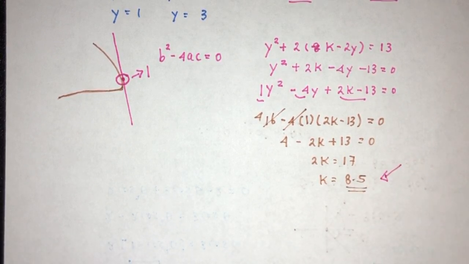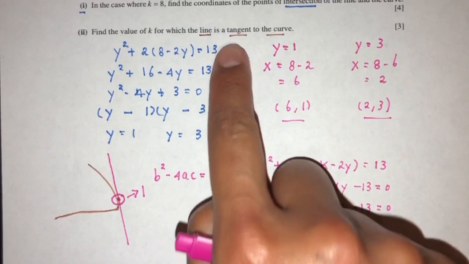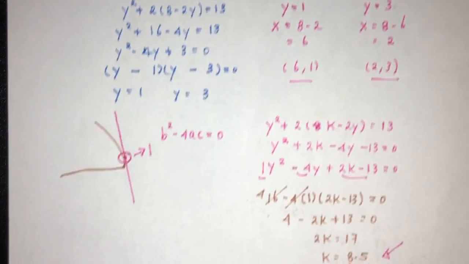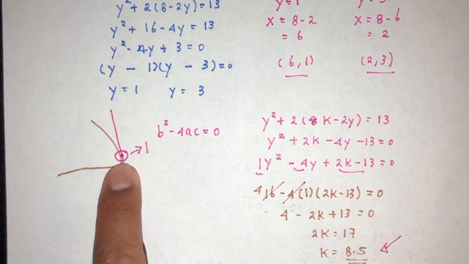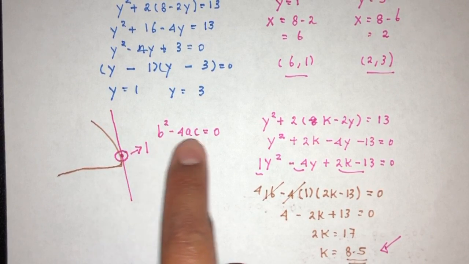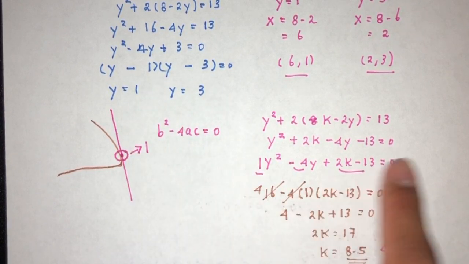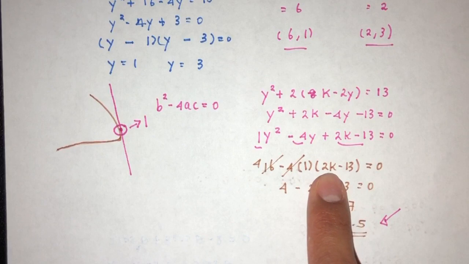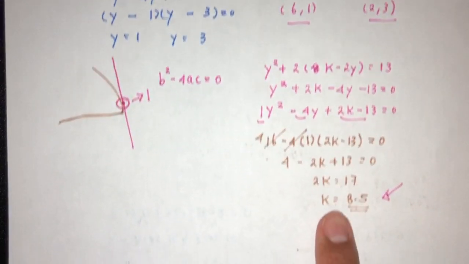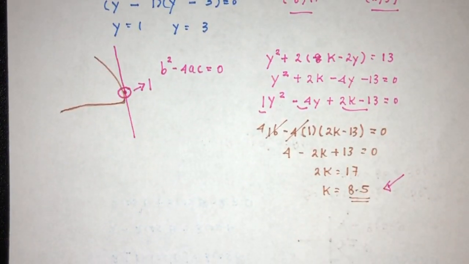So the main point here we have to understand is that if the line is a tangent to the curve, it means the line is touching the curve at only one point. It means they have only one solution. Because of that, we understand that the discriminant has to be equal to 0. Now using this, we use b squared minus 4ac equal to 0. Then finally solve one by one to find the value of k.